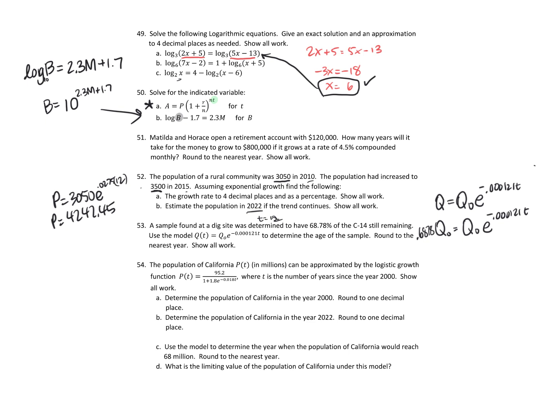And so I can divide both sides by Q naught. So that's going to get rid of that Q naught. So 0.6878 is equal to e to the negative 0.000121 t. Now I can take the natural log of both sides. And since that negative 0.000121 is multiplied by the t, I can divide it over. And I get t is equal to the natural log of 0.6878 divided by negative 0.000121.